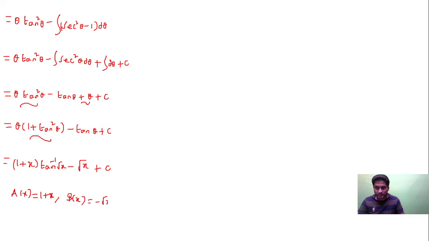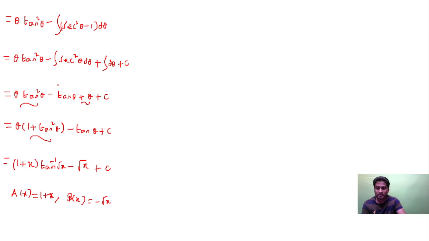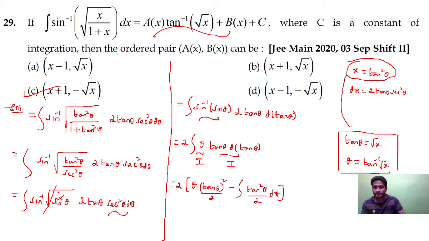B of x is equal to minus root x. I'm supposed to find out what is a of x and b of x. So a of x and b of x will be equal to option C only. So you get x plus 1, or 1 plus x. So this is 1 plus x comma minus root x. So the answer will be equal to option C only.